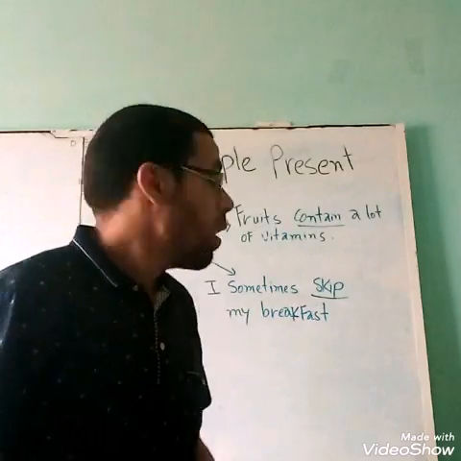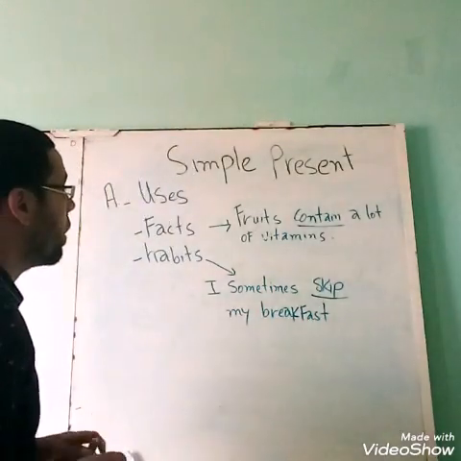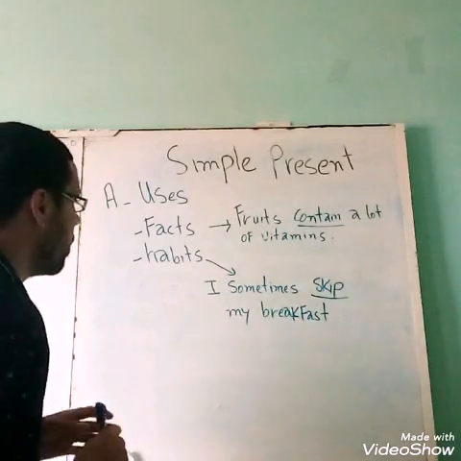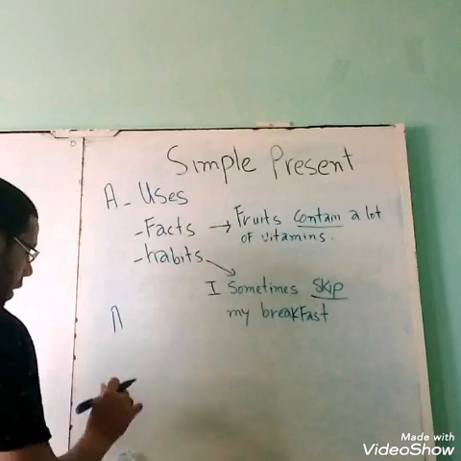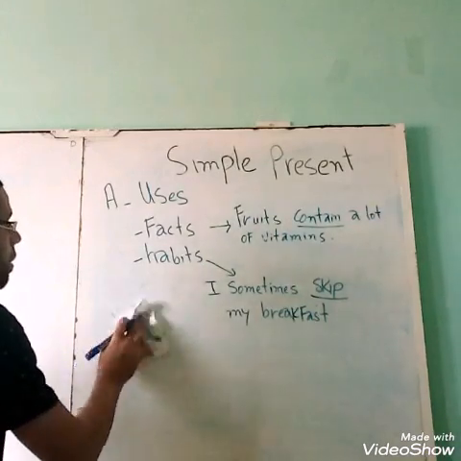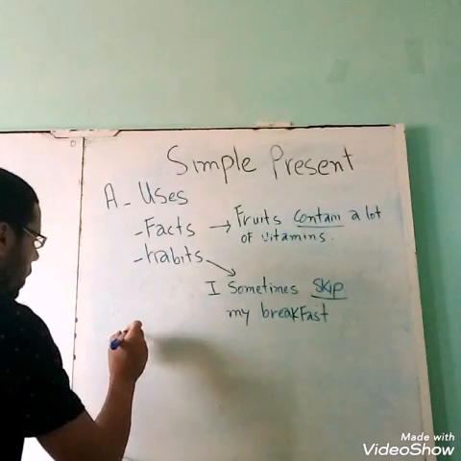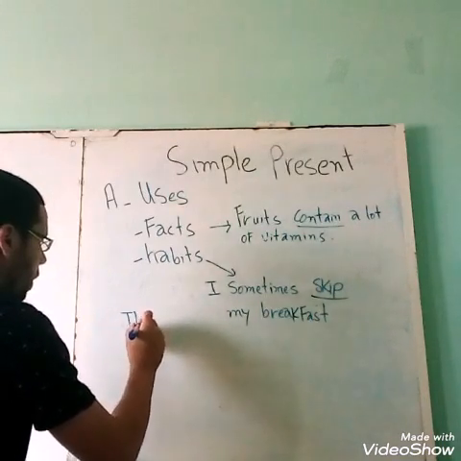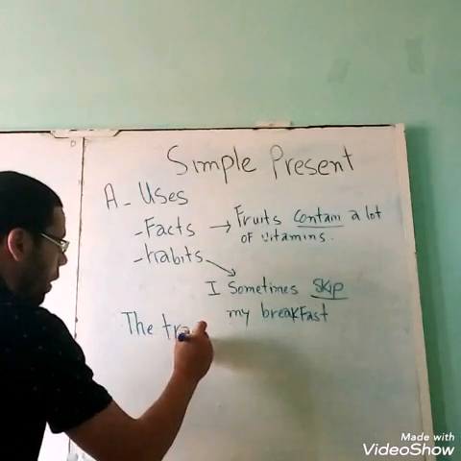Okay. And the last, arranged events. We can give an example of arranged events in the future. So for arranged events in the future, we can say examples. We can say the train, for instance. We can say simply the train.